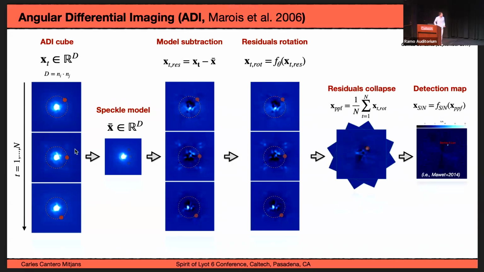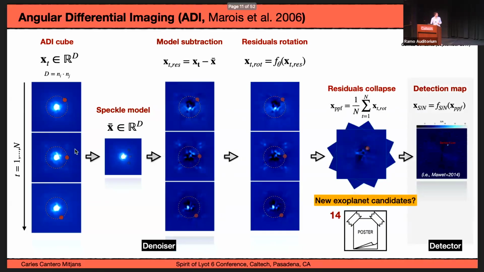In this full process, we can identify two main actors that are super important for our performance. First is the detector, and then the noiser. At this point, I would like to highlight that we have a new poster, number 14, in which we find 13 unreported candidates with a new detector that we found. But SpeckleNet is not about a detector. It's about how we denoise the image, how we really model the distribution of the speckle noise.